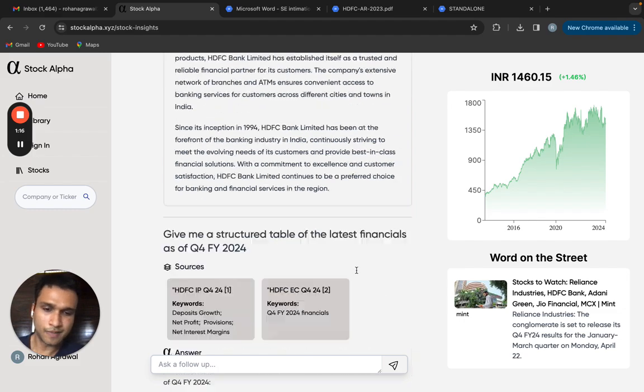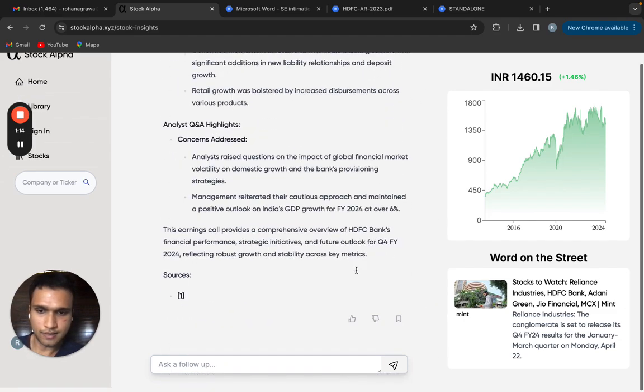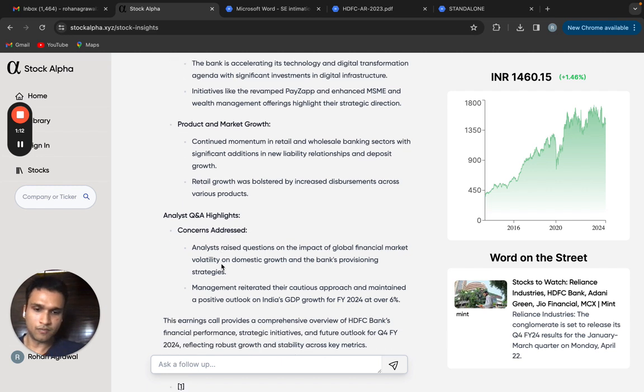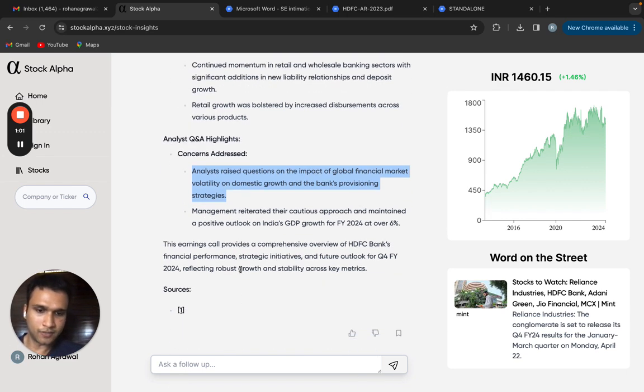But this makes it really easy because it can summarize and show you, and maybe even answer questions like what are the concerns which were addressed. So for example, analysts raised questions on the impact of global financial market volatility and stuff like that. So I think it can get really interesting there.